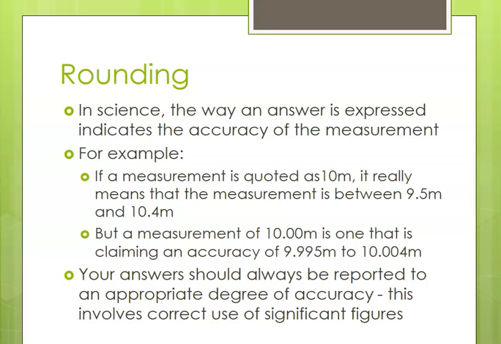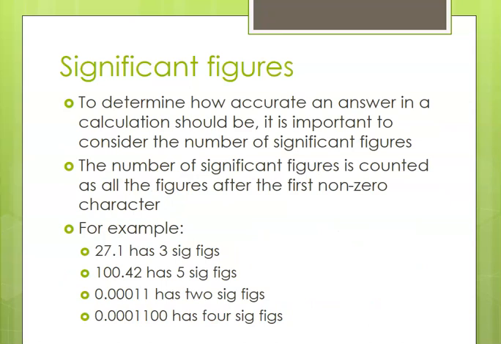Now, one way to do that is to use standard form. Hang on, first off we'll look at significant figures. So significant figures is a way of measuring accuracy effectively. Okay, and it's the number of digits after the first non-zero one. Okay, so I've got some examples there, and most of those are pretty straightforward.